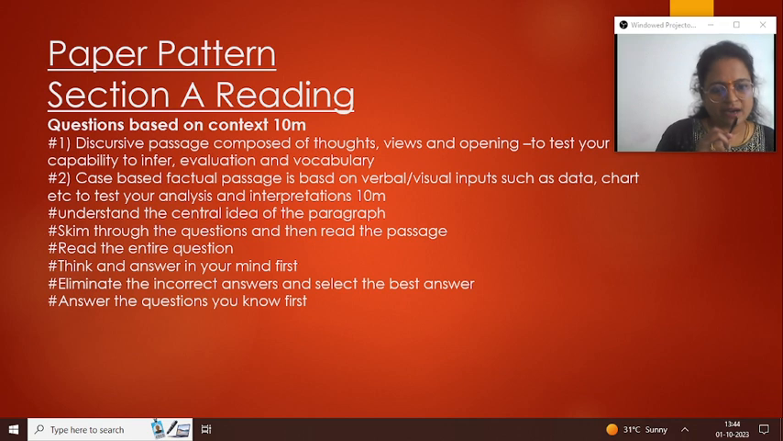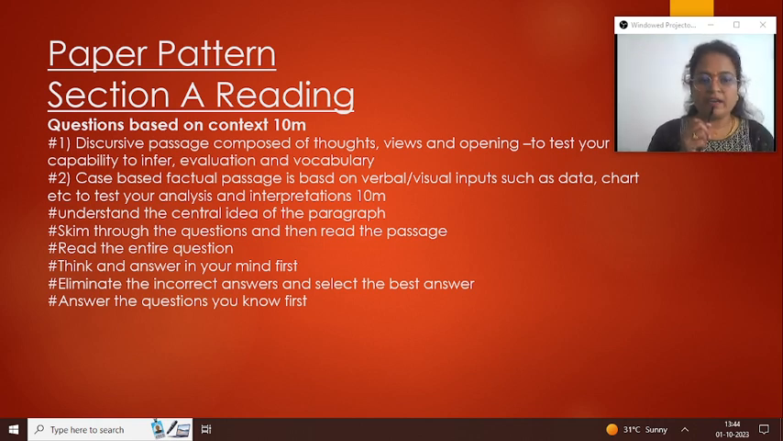Then understand the central idea. If you are studying this one, it may be discursive, it may be case study based. Notice what they ask you, and answer the question based on your understanding. So understand the central idea of the paragraph first.